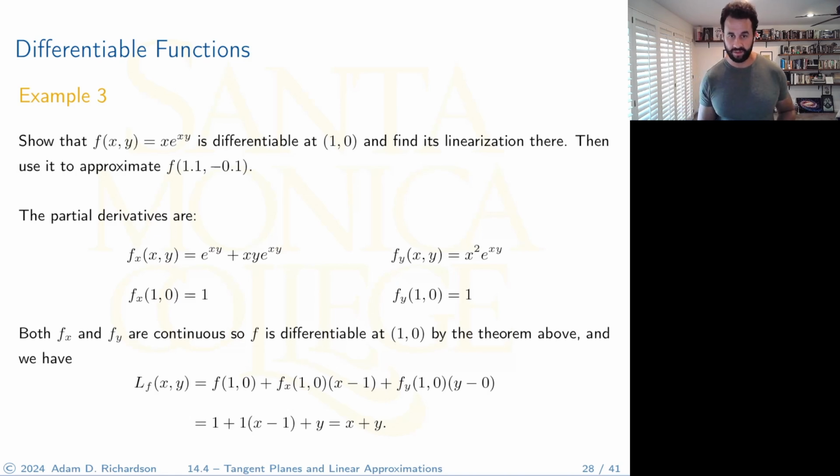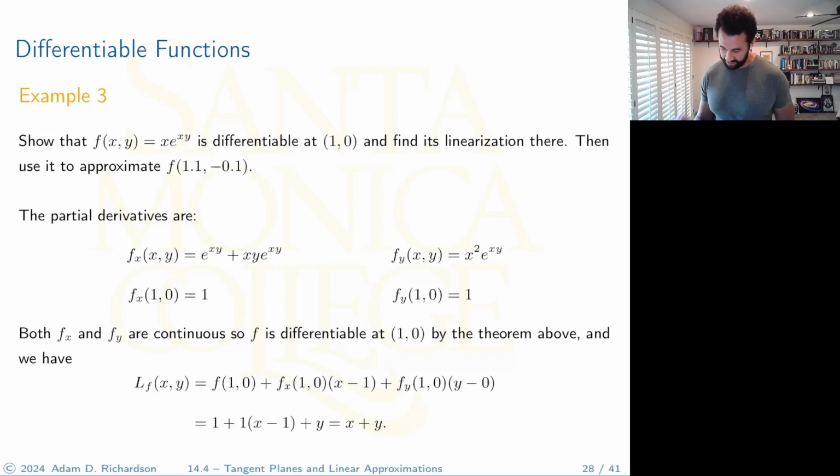Now we're going to evaluate them at the given point, (1, 0). So we get 1, 1. By the previous theorem, we know that f is differentiable. So now we can compute its tangent plane approximation at this point. We're going to use the formula for the linearization: function value at the point, partial with respect to x at the point times (x minus 1), partial with respect to y at the point times (y minus 0). Then we do some simplification and we get this linearization right here.